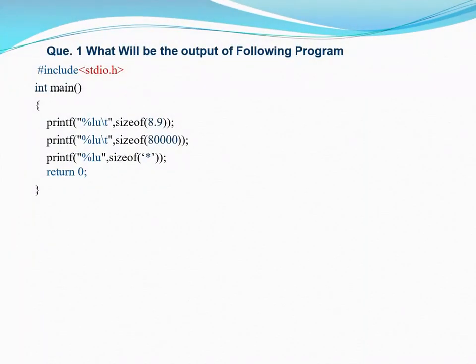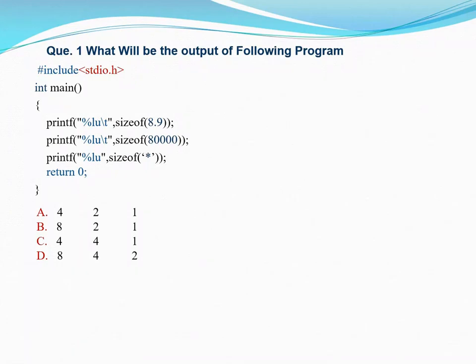This is our question number 1. What will be the output of the following program? A simple program is given here and you have to tell the output of this program. These are the options from which you have to select one correct answer. Here I recommend you to pause the video for some time, think over the program and try to guess the output. And then please continue the video and try to understand what I have explained.